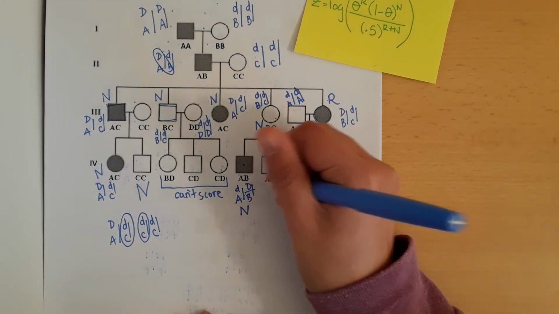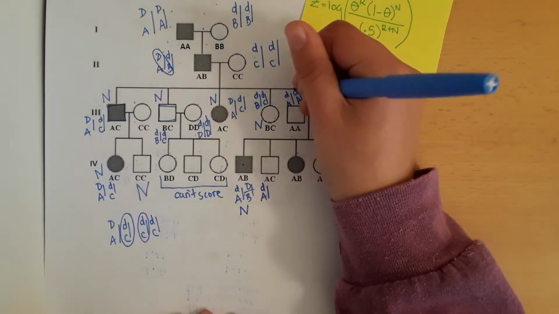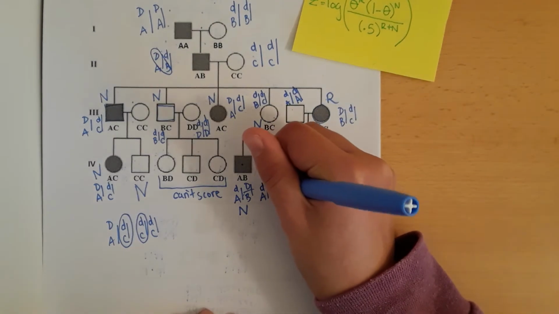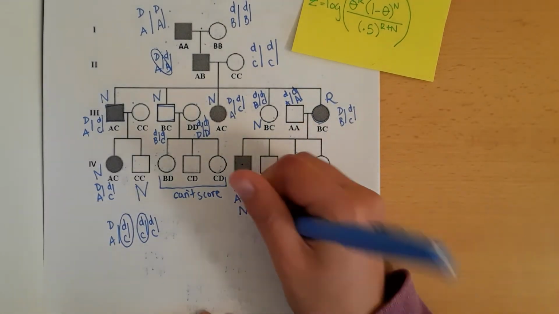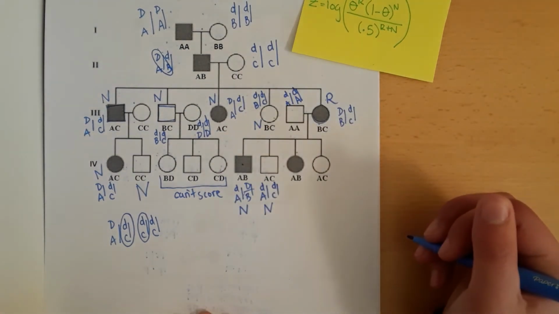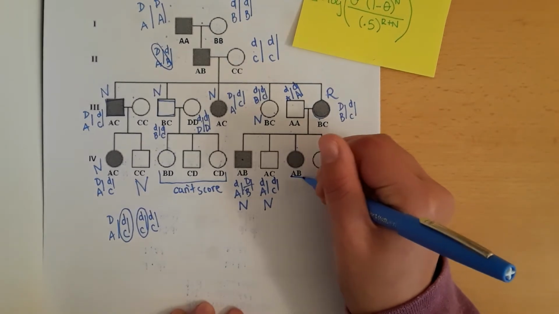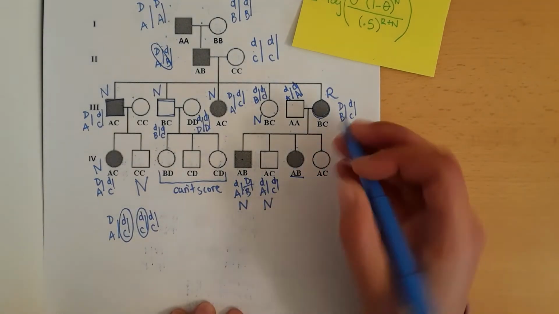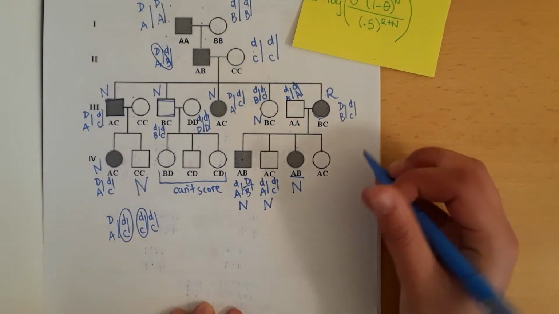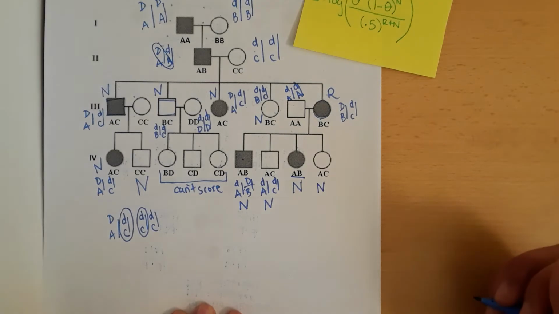Here we have a C. So we got a D A from dad and then D C from mom. This is non-recombinant because they aren't supposed to be shaded in. Here we have A B. This is the same thing as the one here, so it's non-recombinant. And here we have A C, which is the same thing as the one here, so it's non-recombinant.